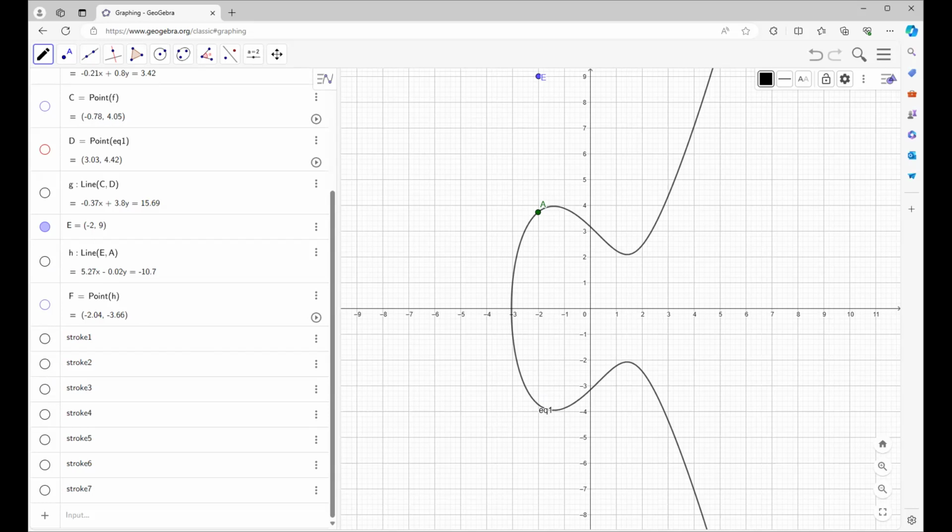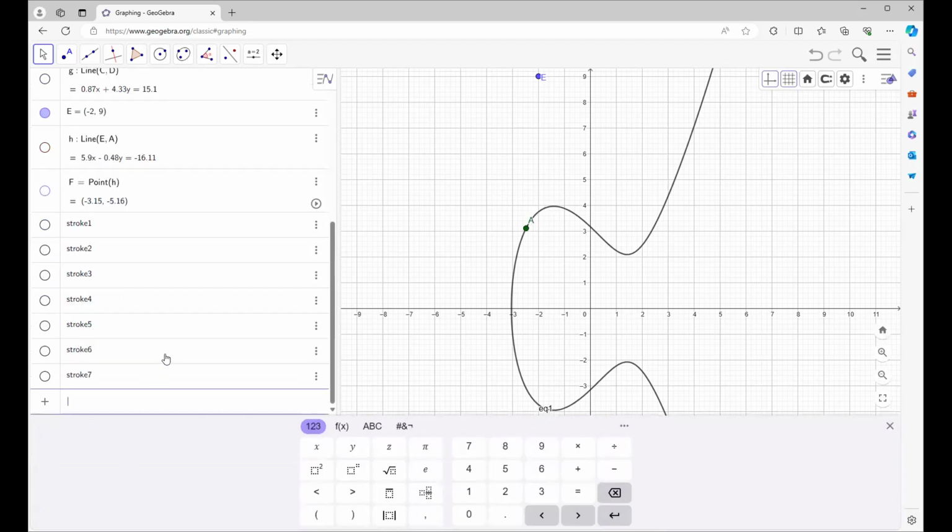So let's just wrap it up by walking you through the example. So let's do our example, which again is y squared equals x cubed plus 2x plus 3.